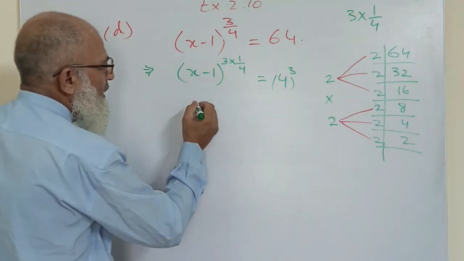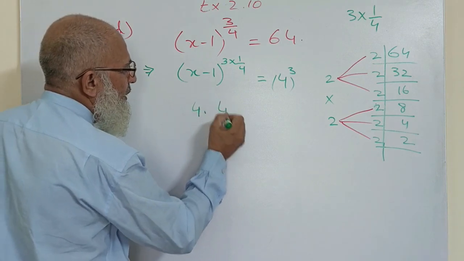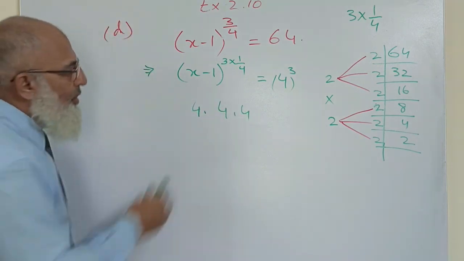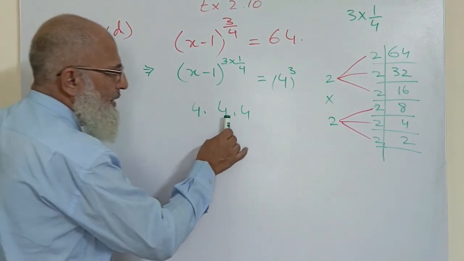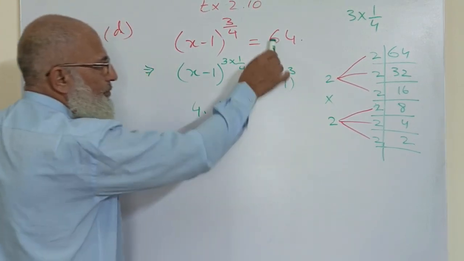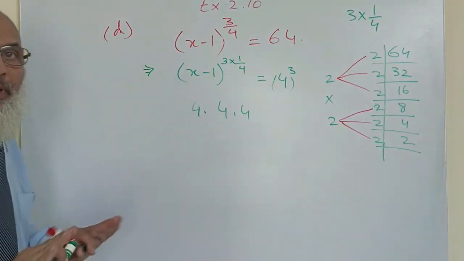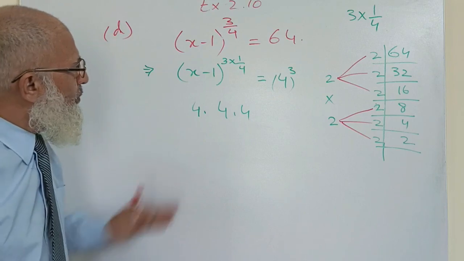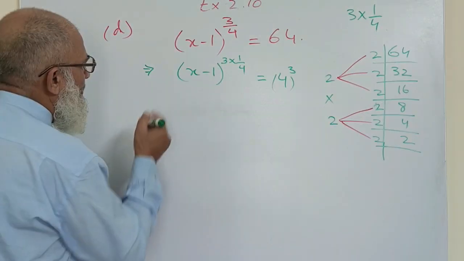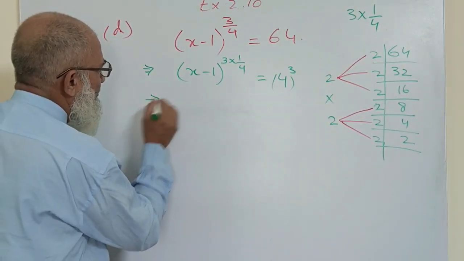Okay, what is 4 raised to power 3? 4 raised to power 3 is this: 4 times 4 times 4. 4 times 4, 16. 16 times 4, 64. Hope no problem till now. Now follow my steps very carefully.